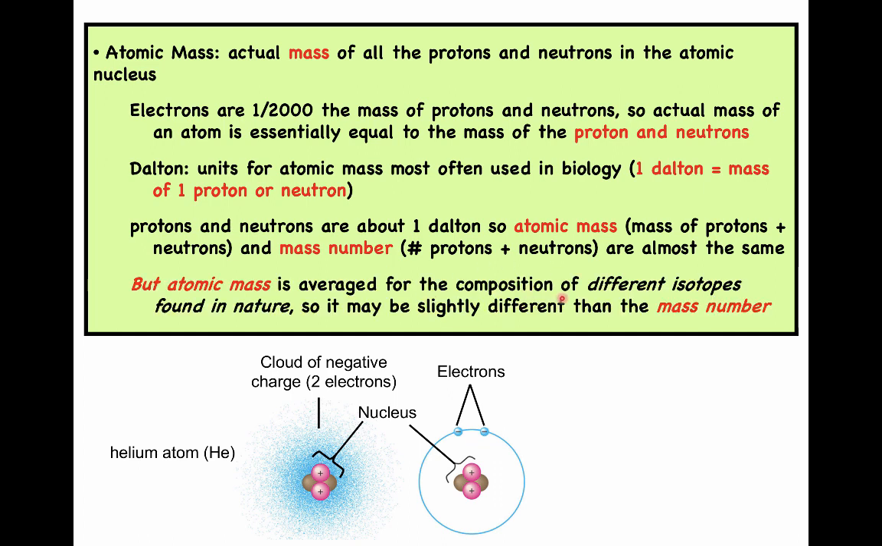When you look at a periodic table, sometimes you'll see slightly different atomic masses. So carbon is 12.0 something. And that's because they're averaging the different isotopes. So there's mostly carbon-12 found naturally occurring, but there's a little bit of carbon-14, so it's a little bit different than just 12 itself.